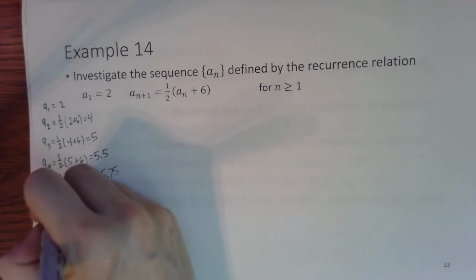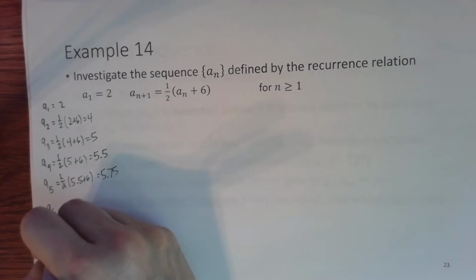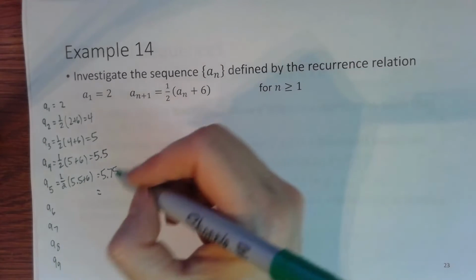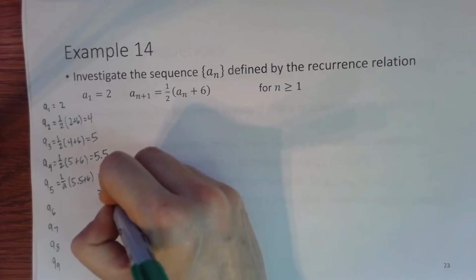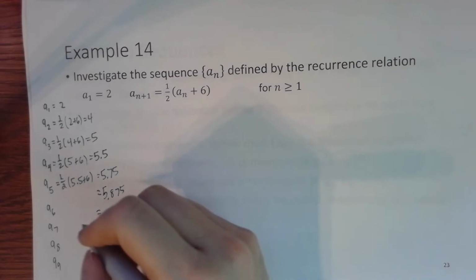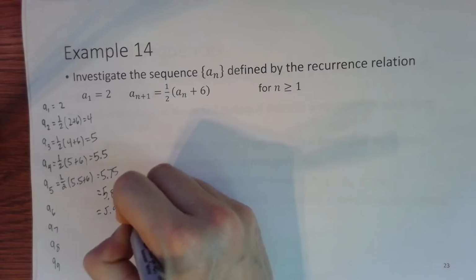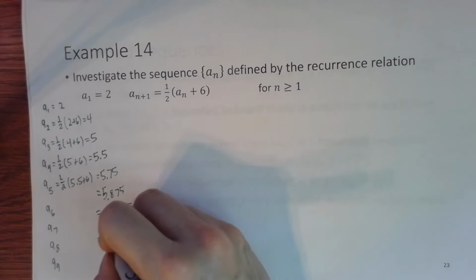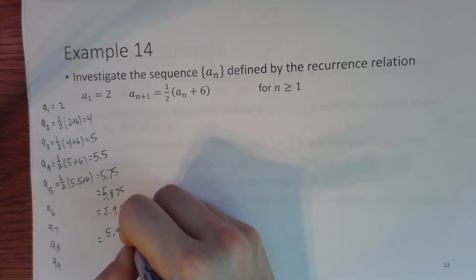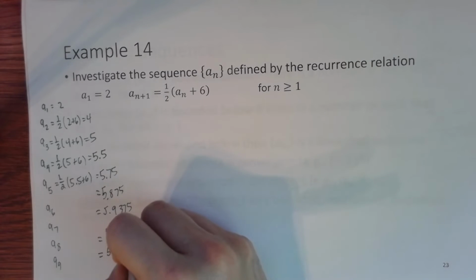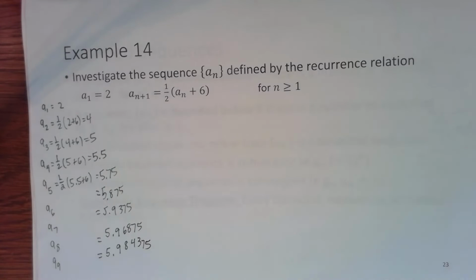Okay. And I'll just tell you what A6, A7, A8, A9 are if we were to figure them out. A6 is 5.875, A7 is 5.9375, A sub 8 is 5.96875, and A sub 9 is 5.984375.